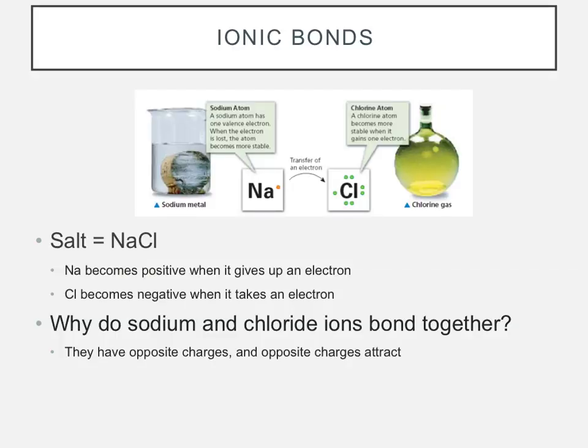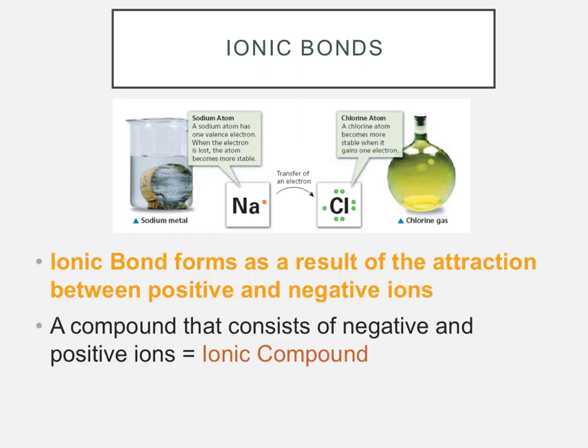So salt is abbreviated as NaCl, and this is really what we're talking about here, table salt. Sodium becomes positive because it gave up an electron. Chlorine becomes negative because it took in an electron. So they bond together because they're oppositely charged. And everybody's heard the old saying about opposites attract. So the negative charge is attracted to the positive charge and causes the two things to stick. So ionic bonds form as a result of the attraction between positive and negative ions. Any compound that consists of negative and positive ions is what's called an ionic compound.